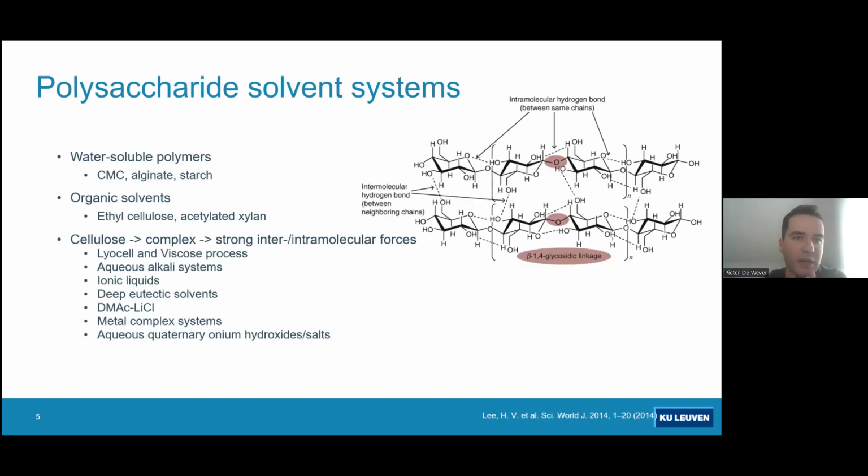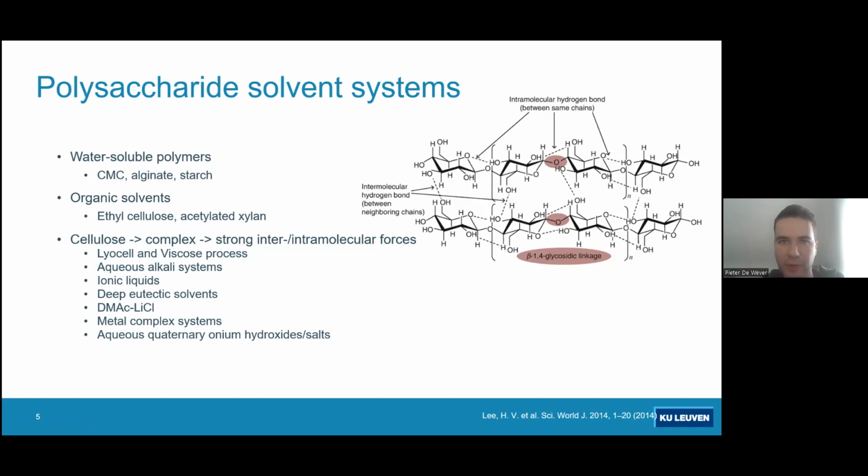So it is important in order to fabricate these kinds of materials that a homogeneous solution is prepared. Some polysaccharides are rather soluble, like carboxymethylcellulose, alginate, and starch, while others are soluble in simple organic solvents like ethyl cellulose or acetylated xylan. But cellulose is a little bit more complex, and this is due to the very strong hydrogen bonding, creating very strong inter and intramolecular interactions between the cellulose chains.